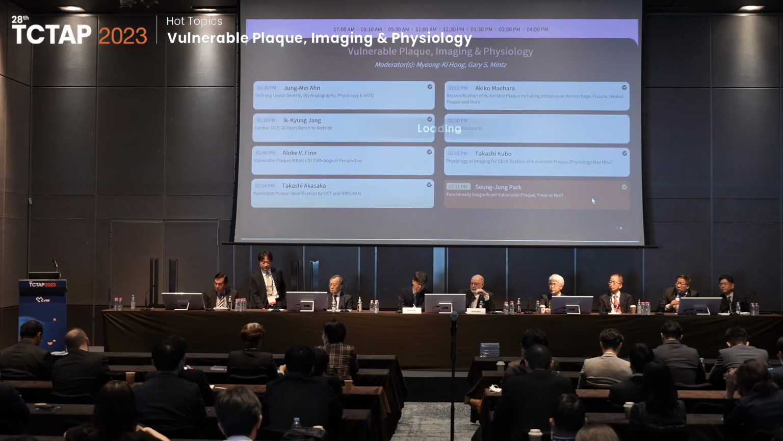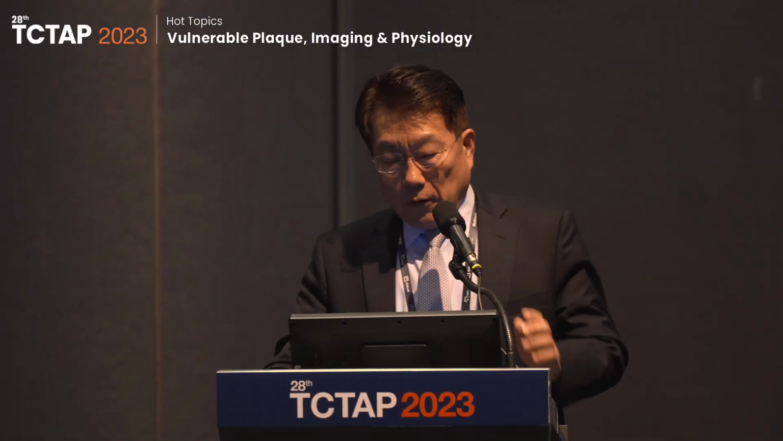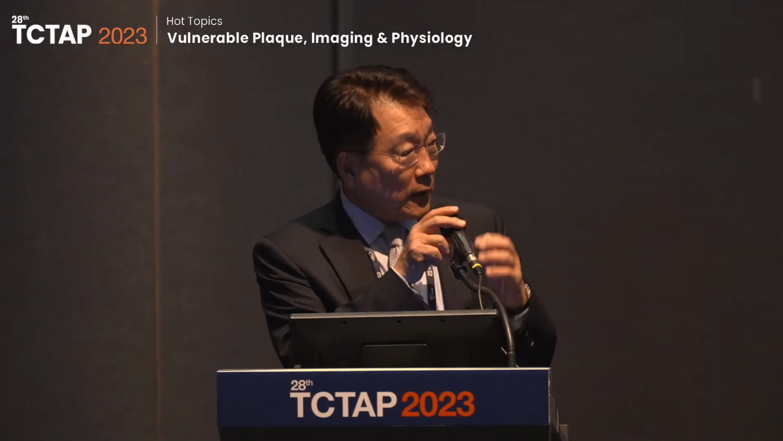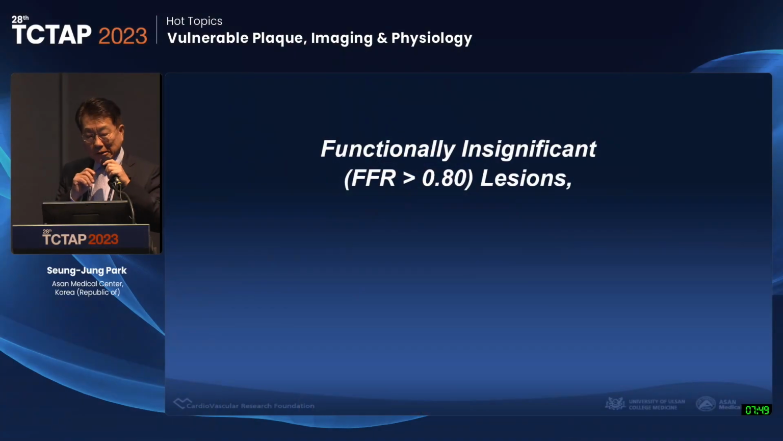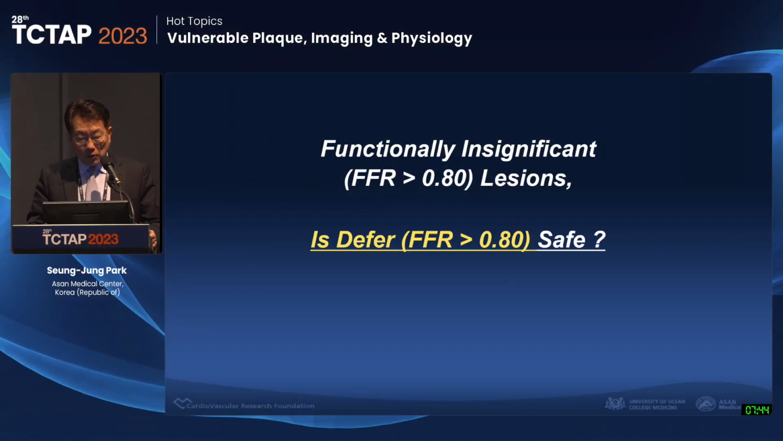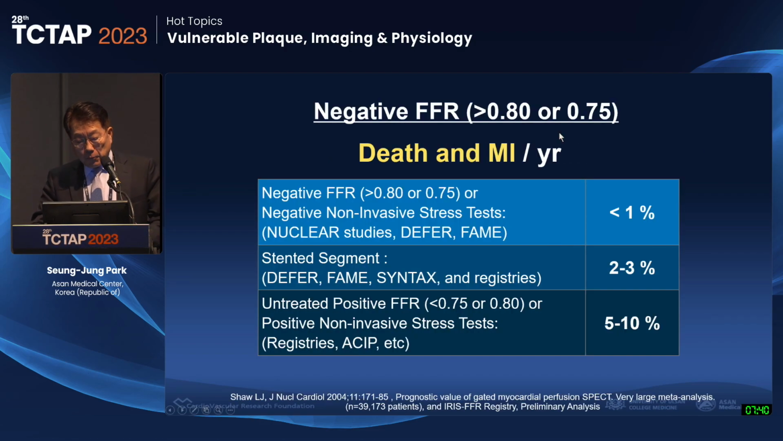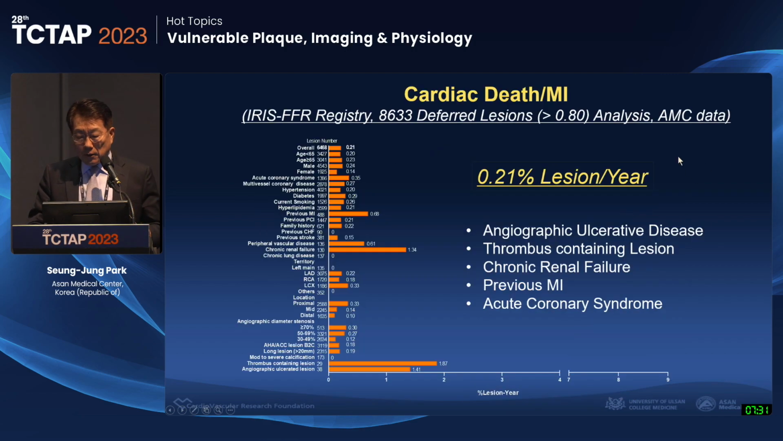And our last presentation, after which we will have discussion, is by S.J. Park: functionally insignificant vulnerable plaque, to treat or not to treat. Thank you. All right, this topic is actually the same concept as Dr. Kubo's presentation, and the first question is whether functionally insignificant, negative FFR lesions are really safe. If you look at some data, death and MI per year with negative FFR is actually less than 1%, and the positive is a little bit higher.